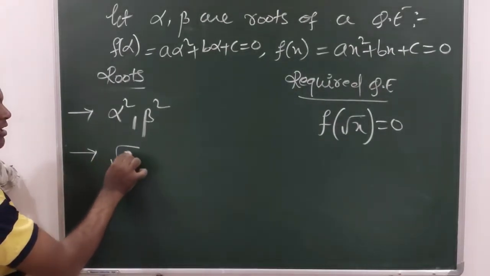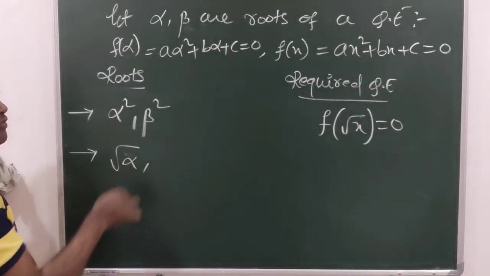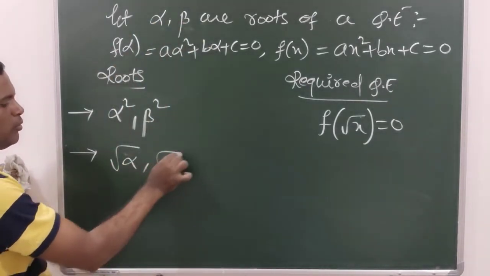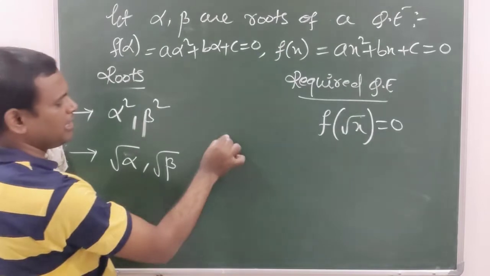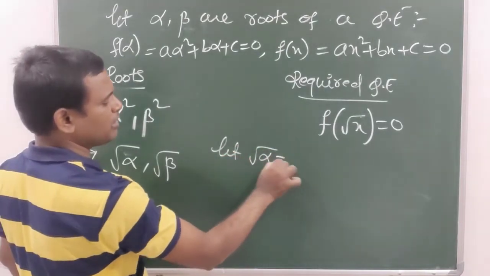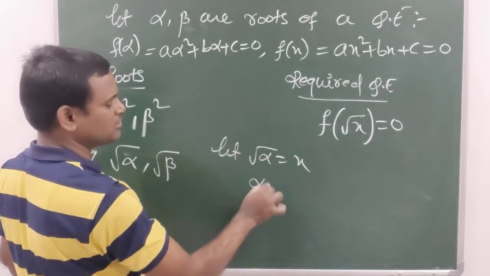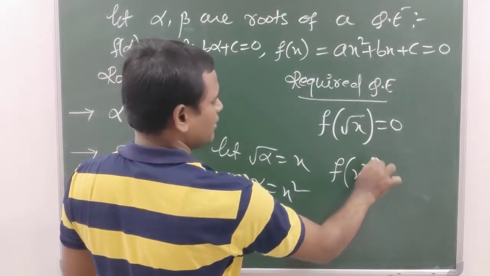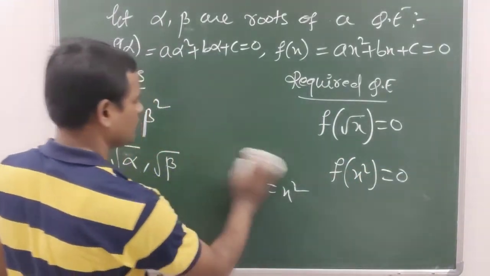Now when the roots are square roots of the roots of this equation, meaning root alpha, root beta, then what do we do? Take any one of the roots as x. Now square on both sides, we will get x square. Now f of x square is equal to 0.